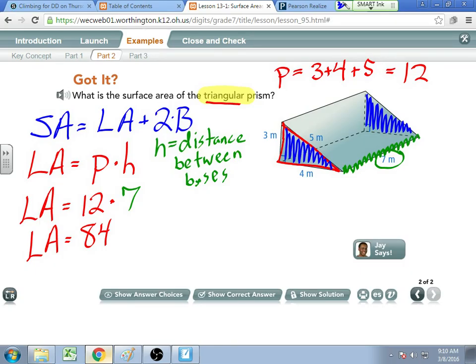How do I find the area of a triangle? Because my bases here are triangles, and triangles are different. Isaiah? Length times height. We don't use length and height now. We use something else in height. Width. Bela? 1/2 base times height.